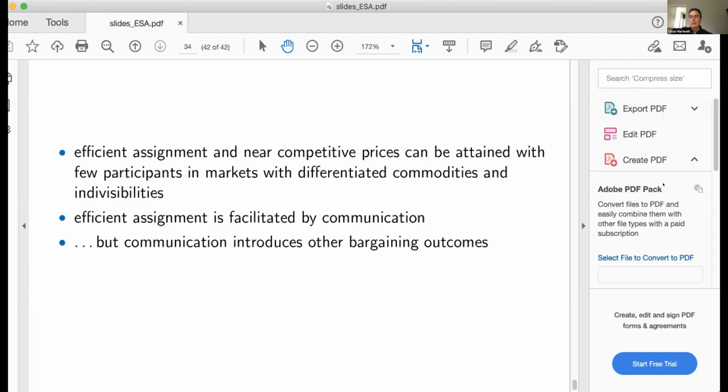We walk around and we talk. And so that's what we find, actually. We find efficiency, or we find more efficiency than in the double oral auction. I mean, not surprisingly, because we start with incomplete information and heterogeneous commodities, which is not the environment that the double oral auction was designed for.